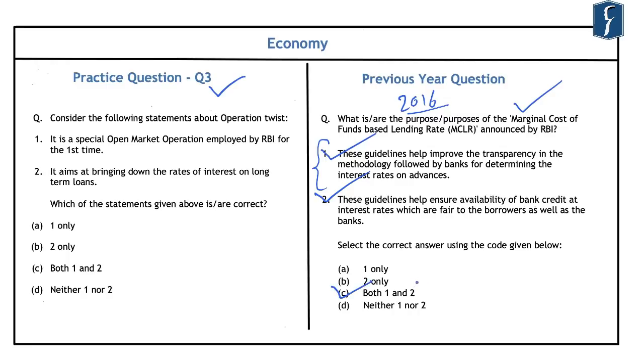So after this, let us look at this question related to another important news related to economy, that is the operation twist of the Reserve Bank of India. First is that it is a special open market operation employed by the Reserve Bank of India for the first time. And the second statement is that it aims at bringing down the rates of interest on long-term loans.